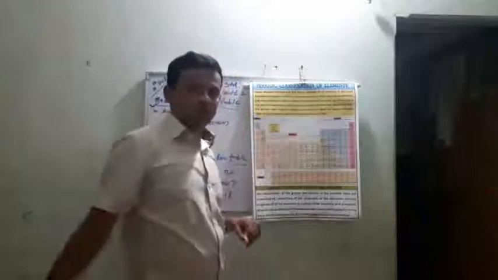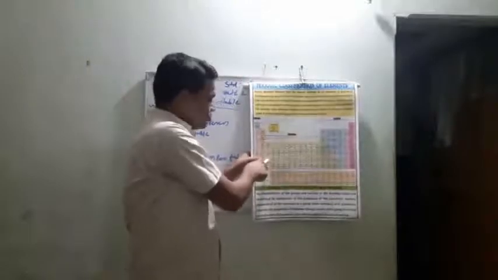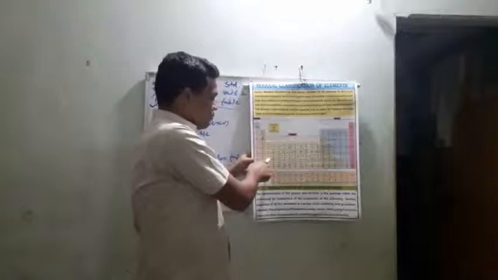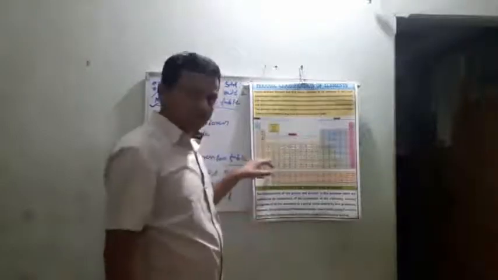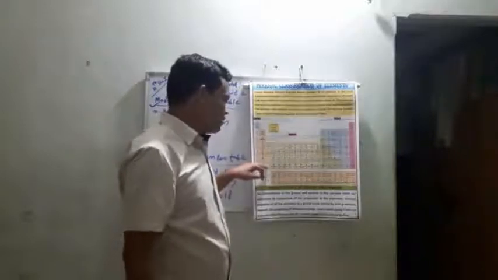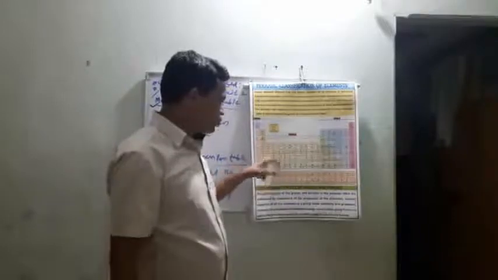Actually, these series are included in this modern periodic table. If you observe, there is a star mark given in the table. The first star indicates the lanthanide series elements, and the second star indicates the actinide series elements, and these elements are shown below this periodic table. So in this way, this is the modern periodic table.